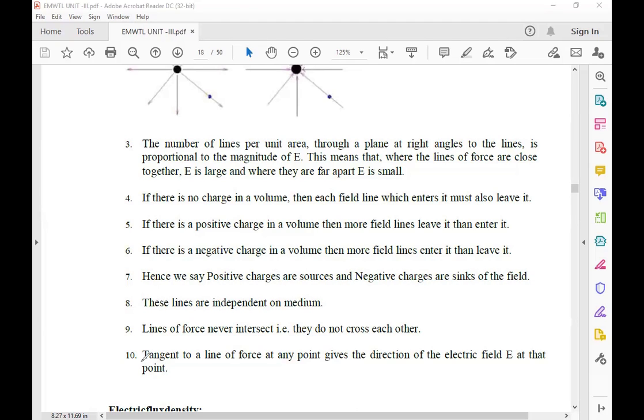And the tenth point is that the tangent to a line of force at any point gives the direction of the electric field at that point. See, towards its value, there is E bar, the direction of the electric field. The tangent to a line of force at any point gives the direction of the electric field at that point.